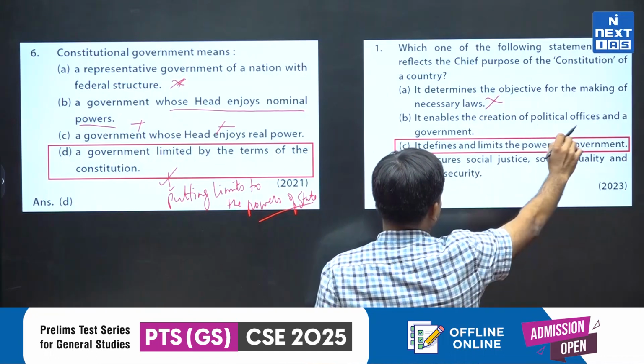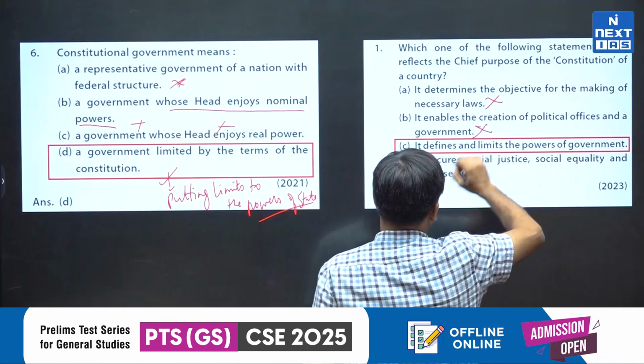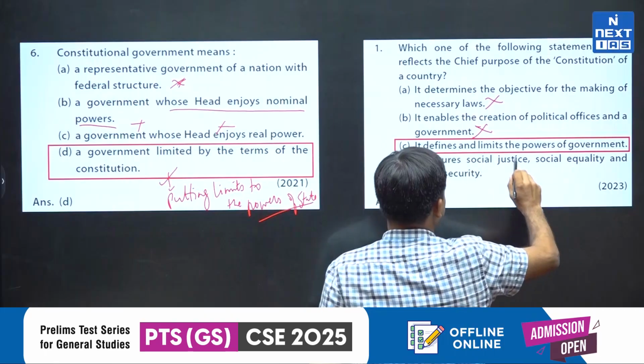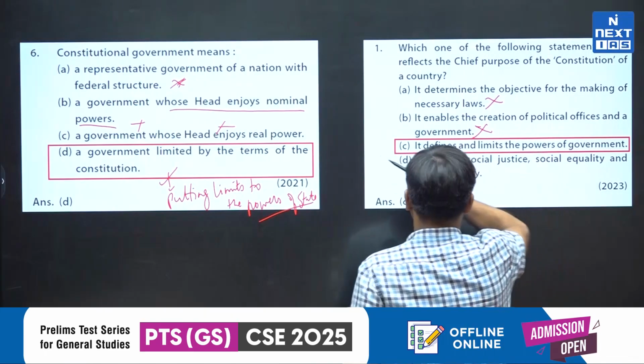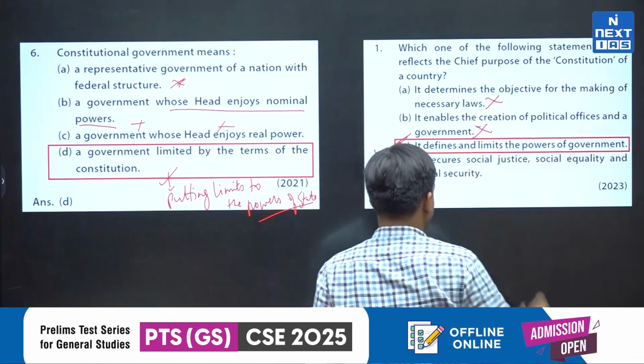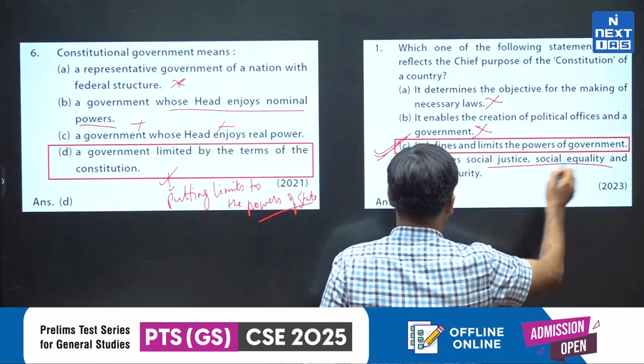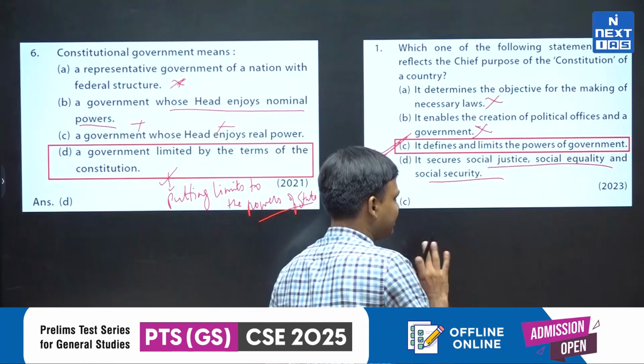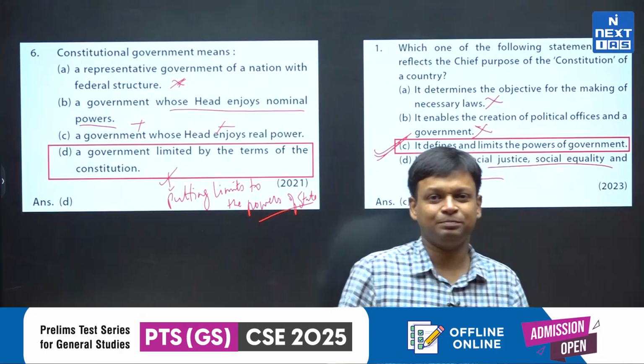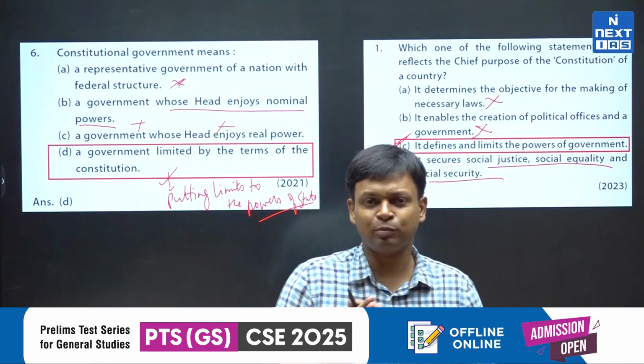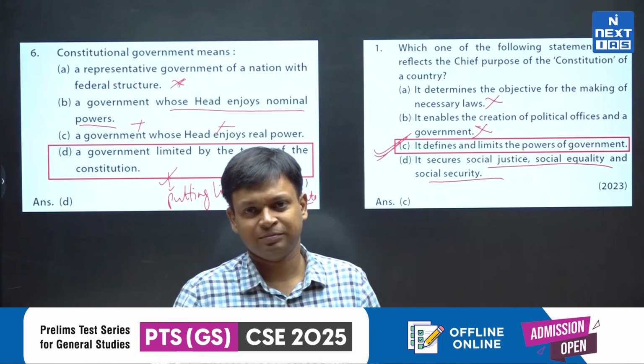It enables the creation of political offices and government, not correct. It defines and limits the powers of the government. This is the most important reason of having a constitution. It secures social justice, economic, social equality and social security. It is there, but not the primary function. The primary function is to put limits to the powers of the state.